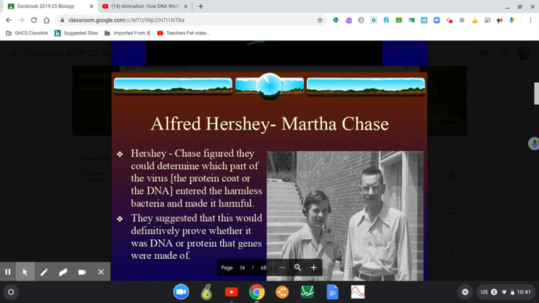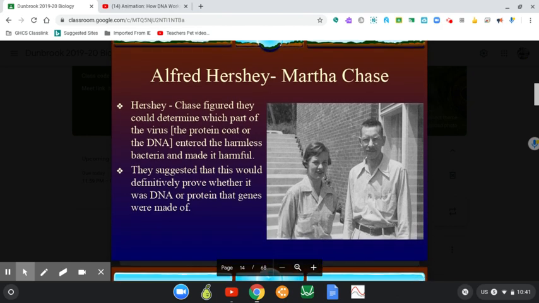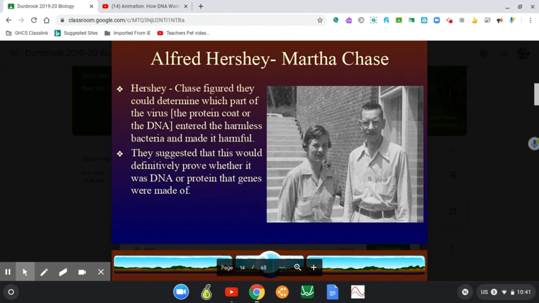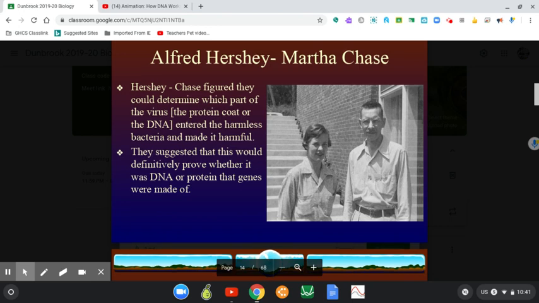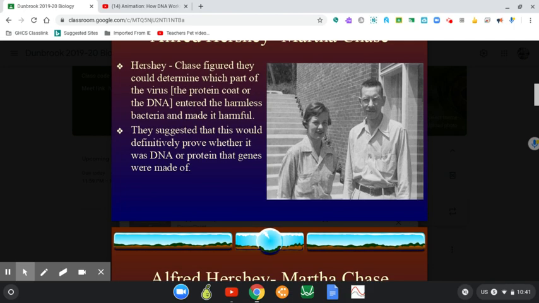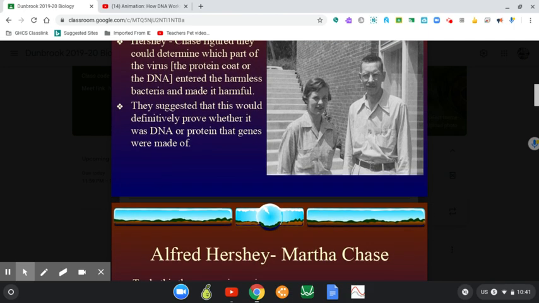So Hershey and Chase figured out that they could determine which part of the virus, the protein coat or the DNA, entered humans. Again, they're trying to nail down what is the chemical responsible for causing traits, for genetic instructions. Remember, Oswald Avery and Griffith were kind of getting onto the track, but these guys are just kind of cleaning up the details and further proving what Oswald Avery and Frederick Griffith proved.